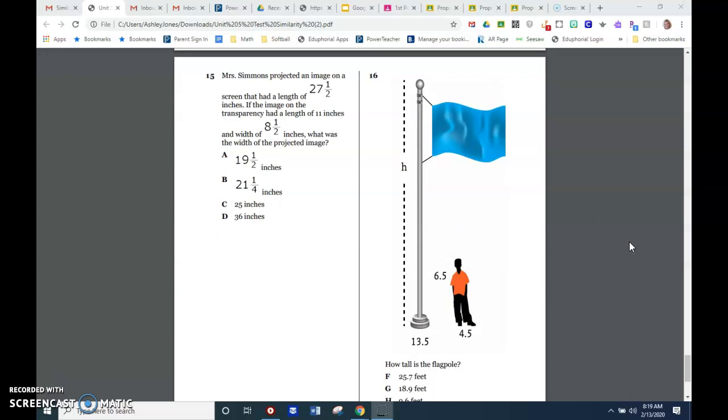Number 15. Mrs. Simmons projected an image on a screen that had a length of 27.5 inches. If the image on the transparency had a length of 11 inches and a width of 8.5 inches, what was the width of the projected image? A, 19.5 inches. B, 21.25 inches. C, 25 inches. D, 36 inches.